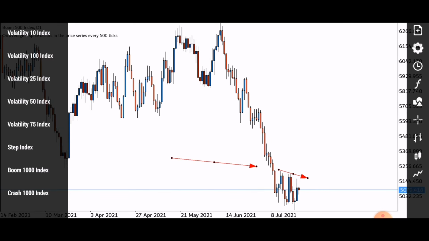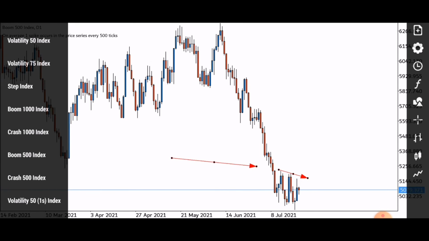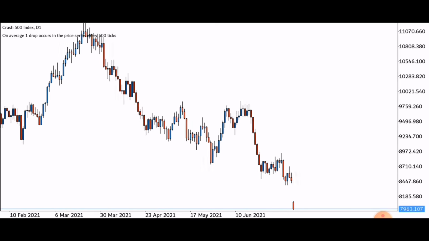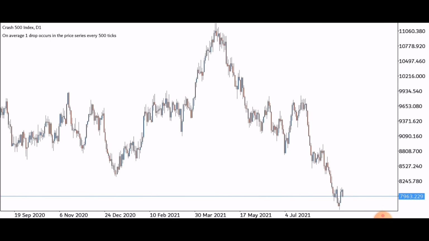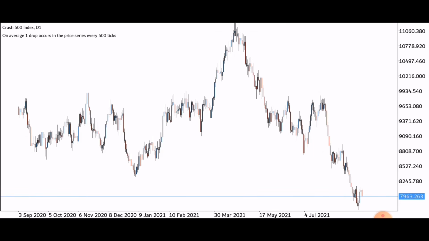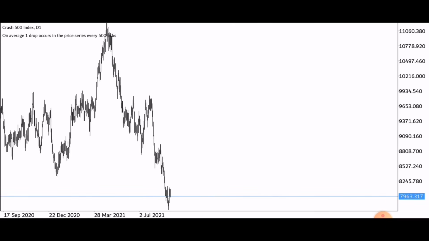Now let's finalize this video making an analysis on this instrument. It happens to be one of my favorite instruments because it moves way faster. You can make more money within a shorter time on it than on any of Boom 500, Boom 1000, Crash 500 or Crash 1000. Yeah, that's right.